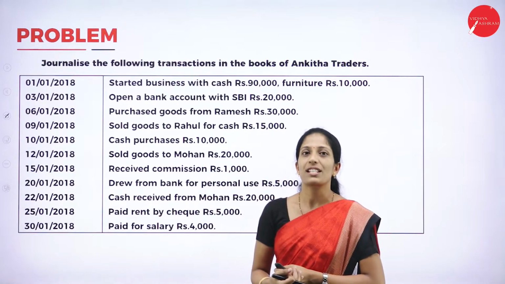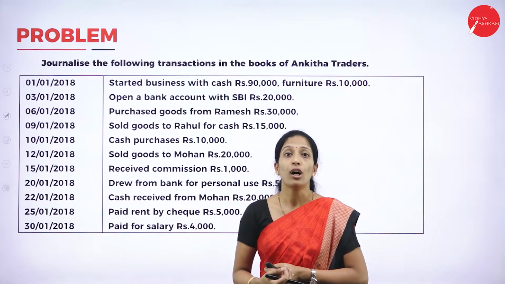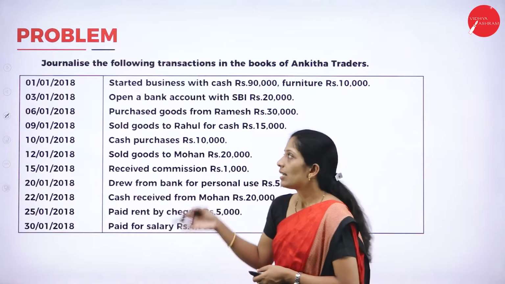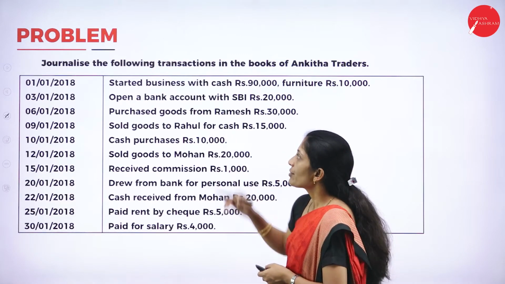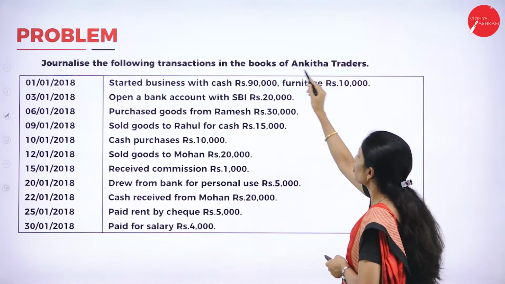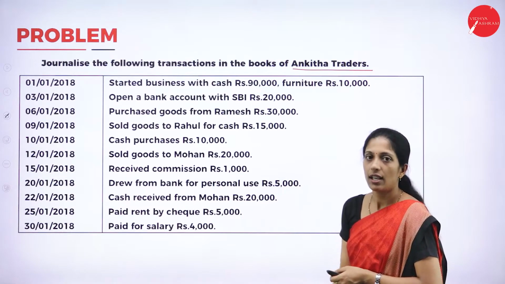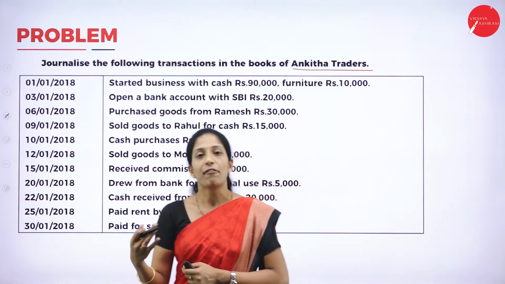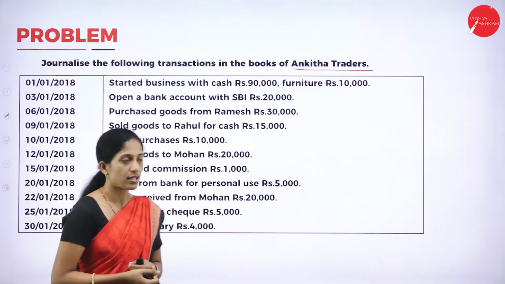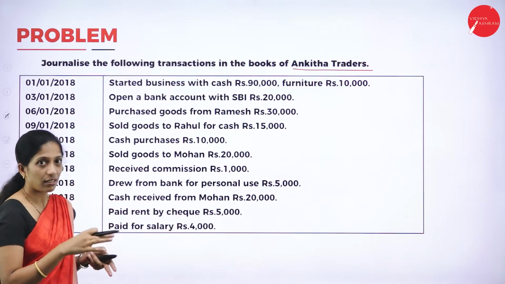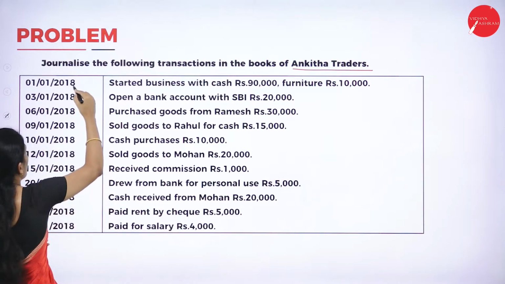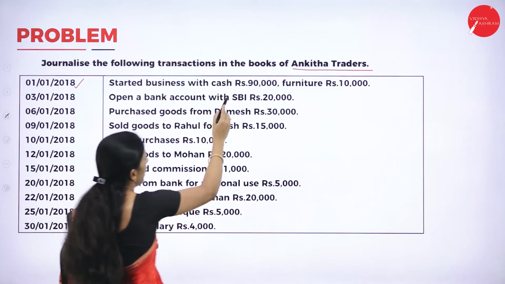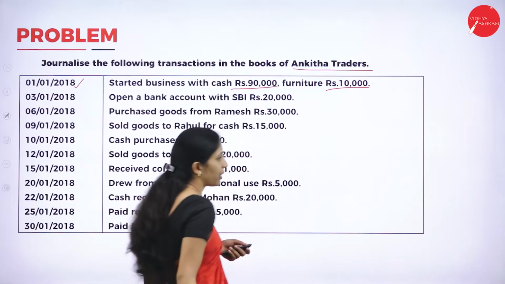As I told you, this type of questions might be expected for 15 marks where the number of transactions might be a few more. Okay. Now, go through this problem. Journalize the following transactions in the books of Ankita Traders. Now, they have given the transactions of Ankita Traders where we have to prepare the journal entries. Now, we shall go through one by one in the chronological order. Now, 1/1/2018 started business with cash rupees 90,000 and furniture rupees 10,000.